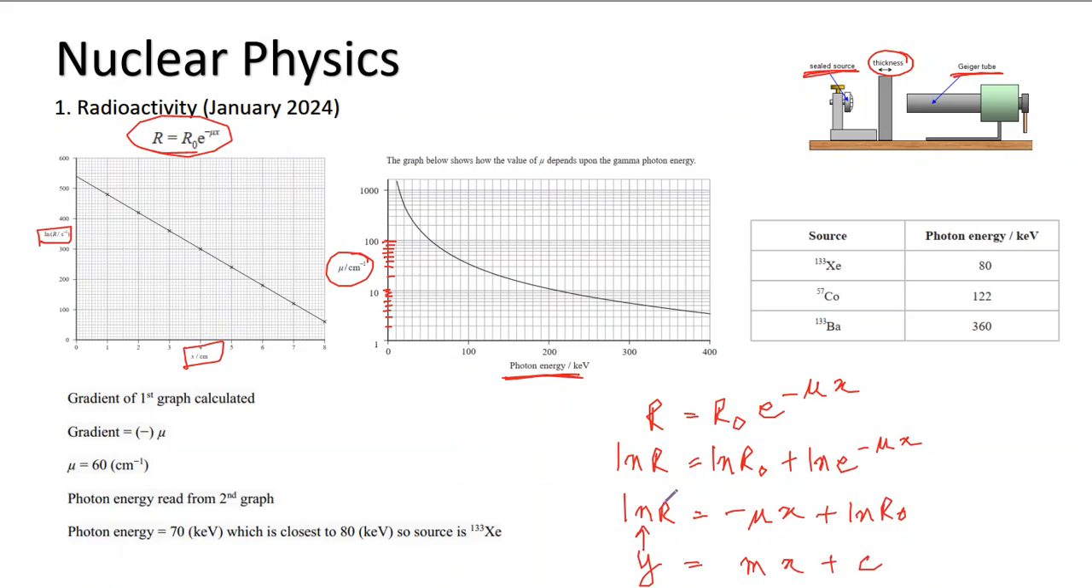So this is in the form y equals mx plus c. You have ln R on the y-axis, x on the x-axis, so the gradient of this graph will give you minus mu. Gradient of the graph will give you minus mu, and you look up the value of mu over here. So mu is 60, right? 10, 20, 30, 40, 50, 60, somewhere over here, approximately.